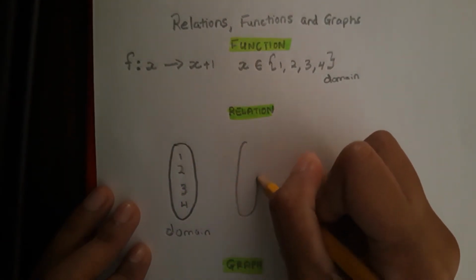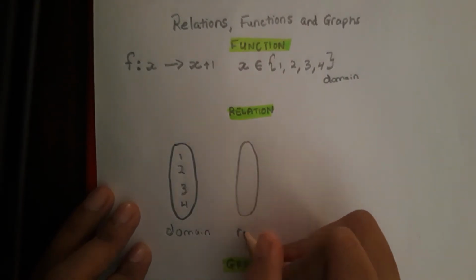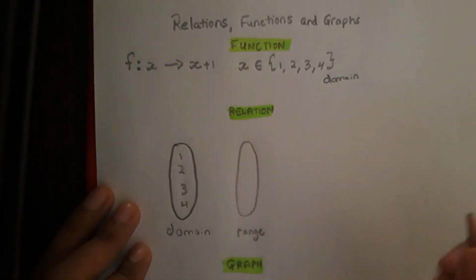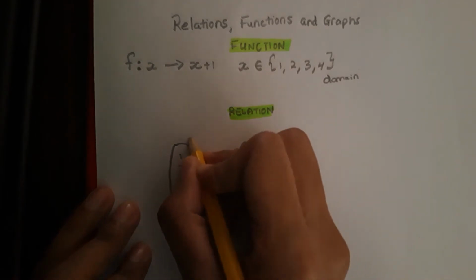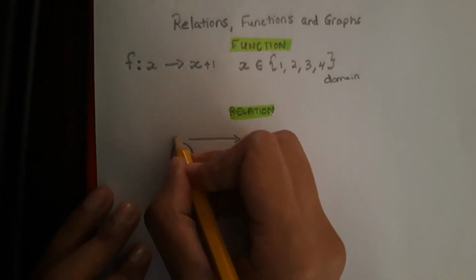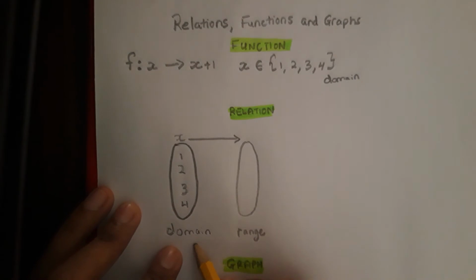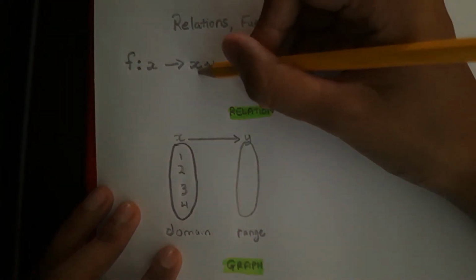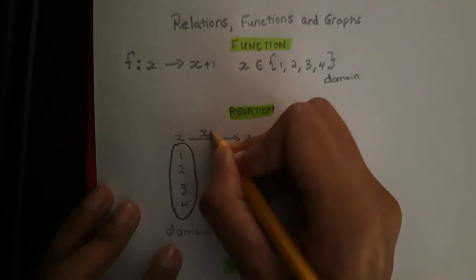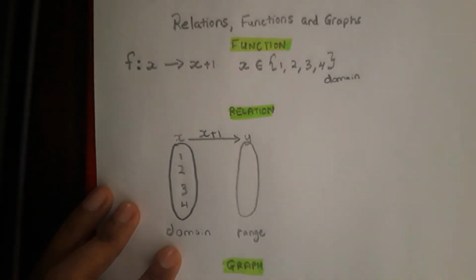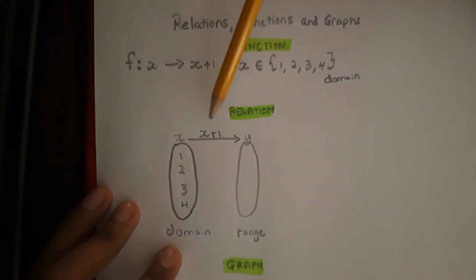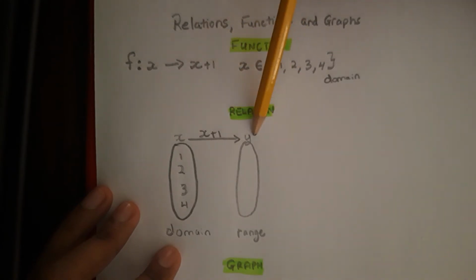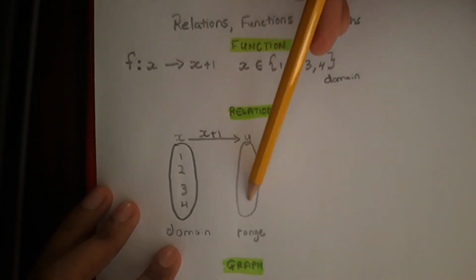Now the range is obtained after you place the domain into your function or your relation. And we're sticking with the same relation. Remember, first bubble, your x bubble, is your domain. Your second bubble, y, is your range. And our relation or function is x plus 1. So this is a very simple relation. It means for every value x that goes into your relation or your function, we're simply going to add 1 to it to obtain the y value or the range value.